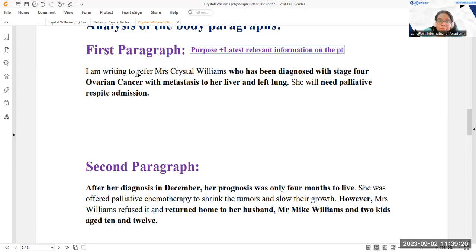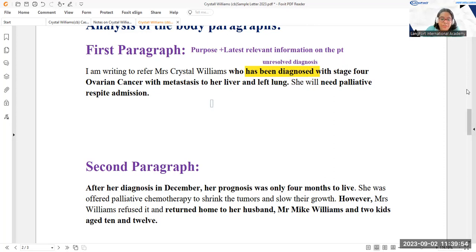Okay, so I've used "I'm writing to refer", "Mrs. Crystal Williams, who has been diagnosed". Why did I use "who has been diagnosed"? Because I mentioned the diagnosis as an unresolved diagnosis. So that's why I use "has been diagnosed". When you have a diagnosis and right now the diagnosis has not been managed, it's not resolved, then you can consider it as an unresolved diagnosis. So that's why I used "has been diagnosed with".